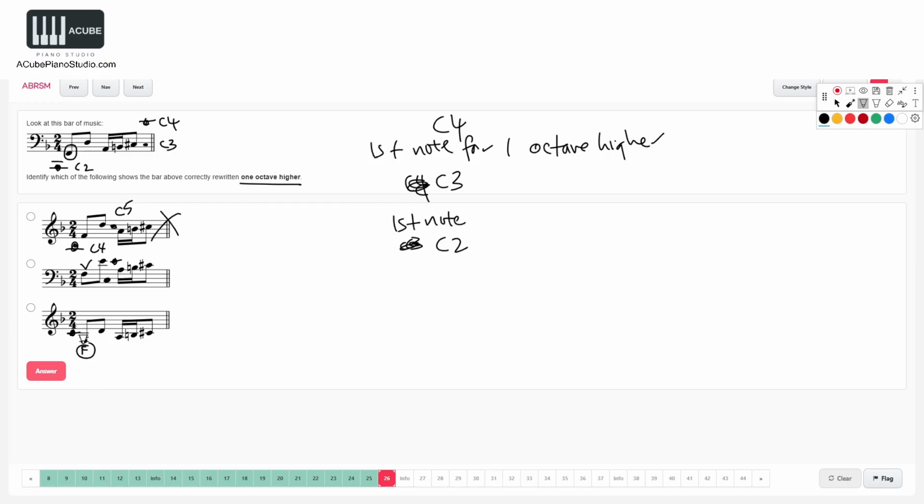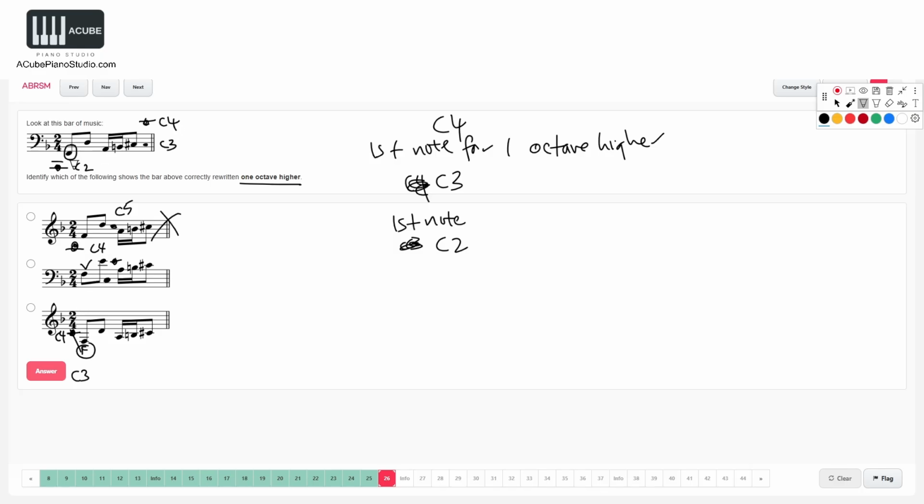Okay, so we know that this note here is in between C3 and C4 because this is middle C, right? And it didn't go to the next C. Okay, C, B, A, G, F. This is F. So we know that, okay, this one seems to be in between C3 and C4. So we can continue looking at these two.